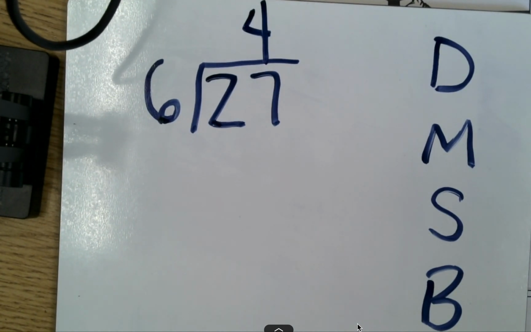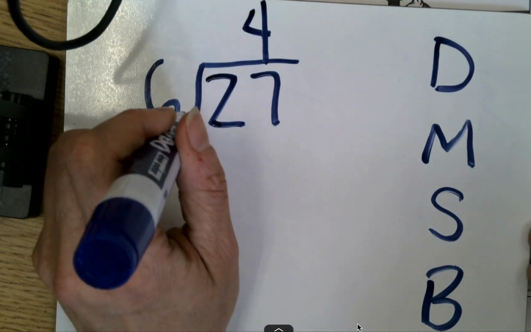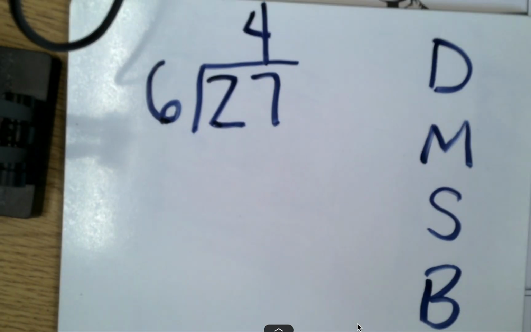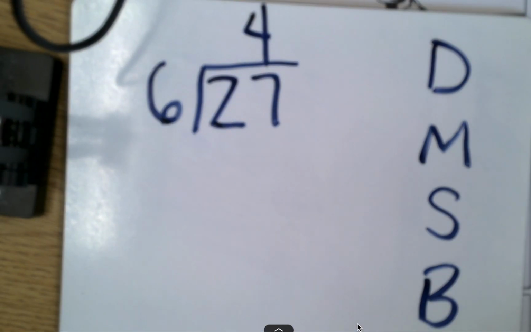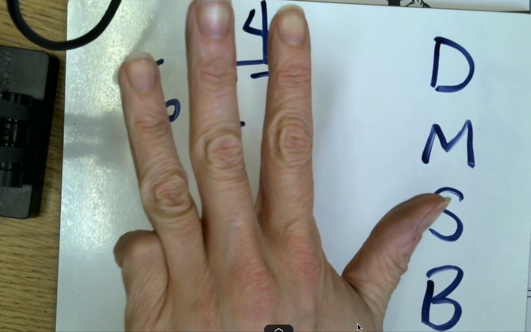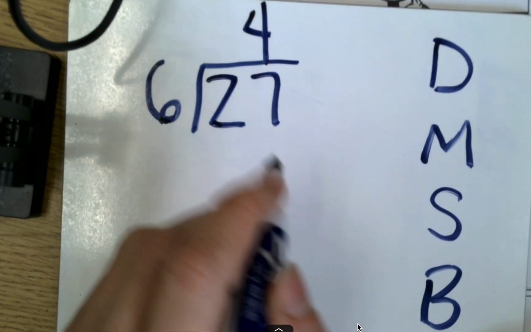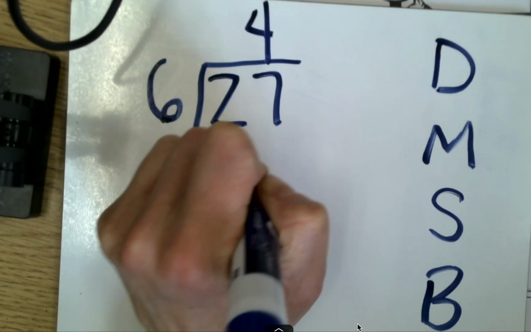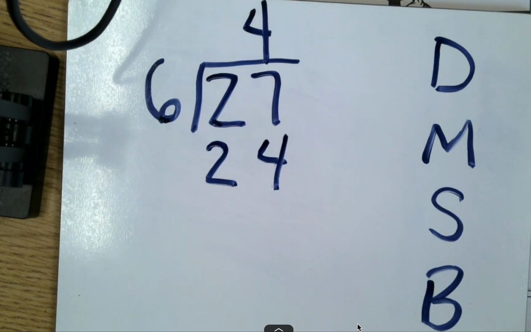Now I'm going to multiply 6 times 4. I'm going to count by 6s again. 6, 12, 18, 24. 6 times 4 is 24. And I'm going to place the 24 right under the 27.